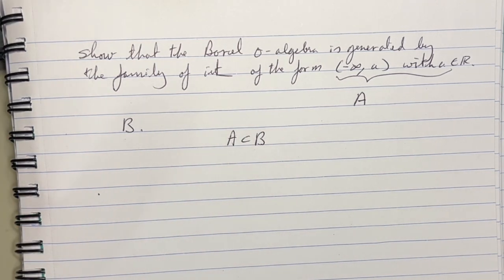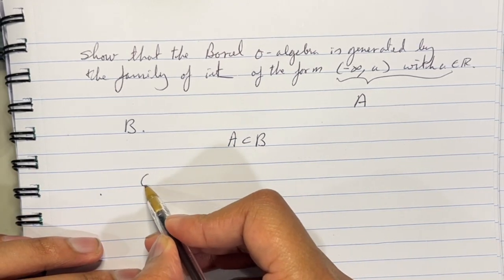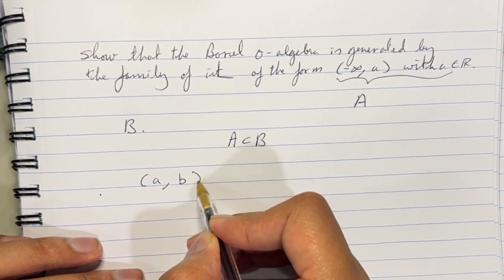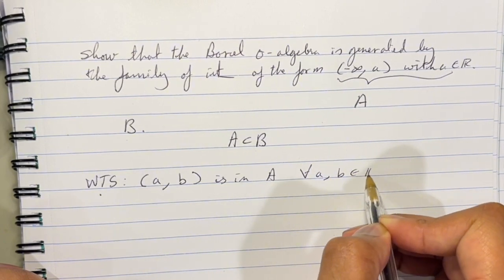But to show the inclusion the other way, we just have to show that all the open sets are in A. Then the elements in A will generate B, and so they're equal. Okay, so how do we do that? Well, we want to show that there's an element of the kind (a, b) in A for all a, b in the real numbers.